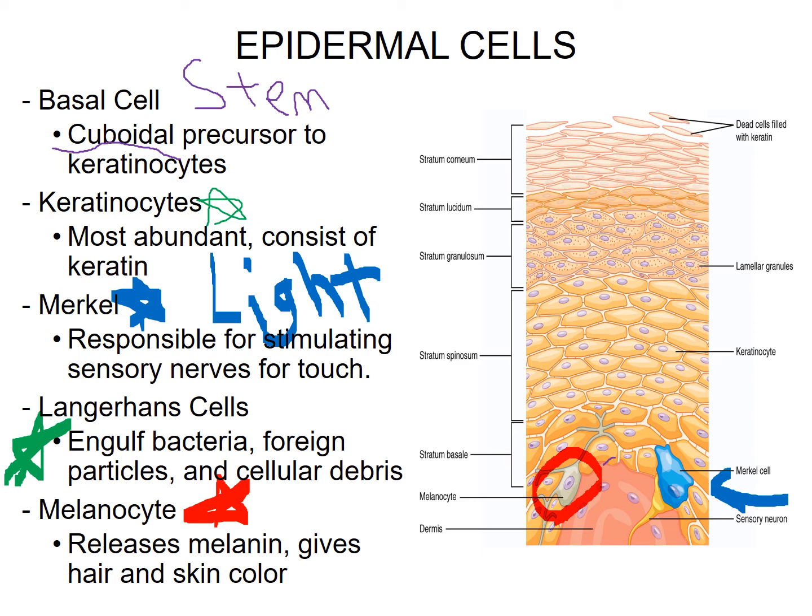Now, one more thing I forgot to mention is the melanocytes. How do those protect you, right? The basal cells protect you because they make new cells. Keratinocytes protect you because they're tough. Merkel cells let your brain know what's going on. Langerhans eat things. How do melanocytes protect you? Well, the more melanin you have, the darker your skin, the darker your eyes, the more protected you are from the harmful UV radiation of the sun, right?